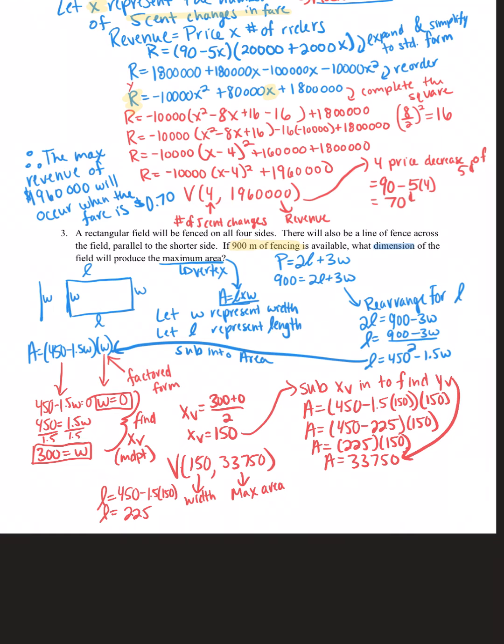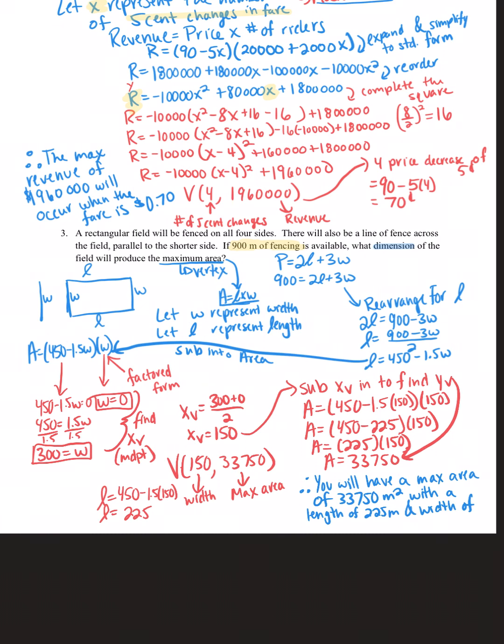So it's wanting us to find the dimensions that will give us our maximum area. We can say, therefore, you will have a max area of 33,750 meters squared with a length of 225 meters and width of 150 meters.